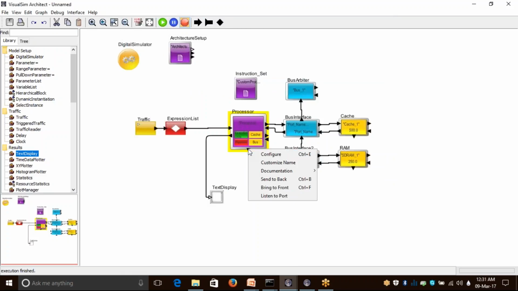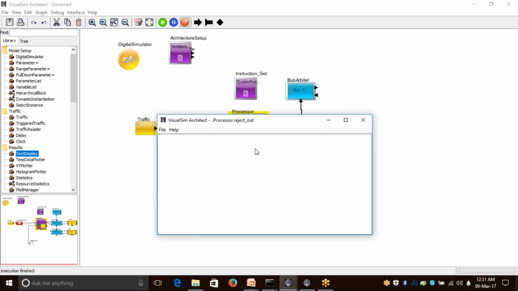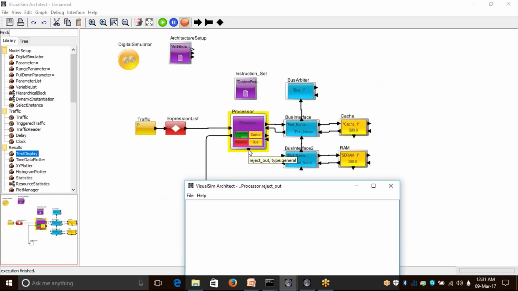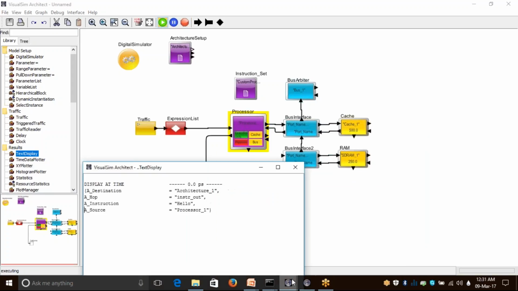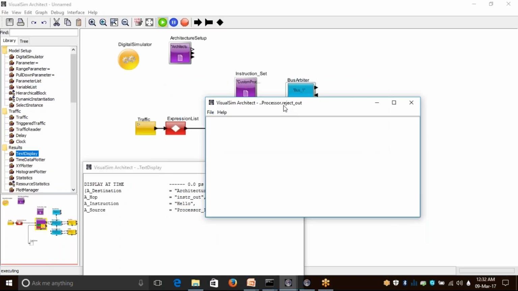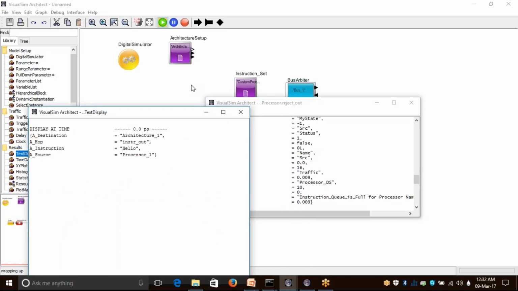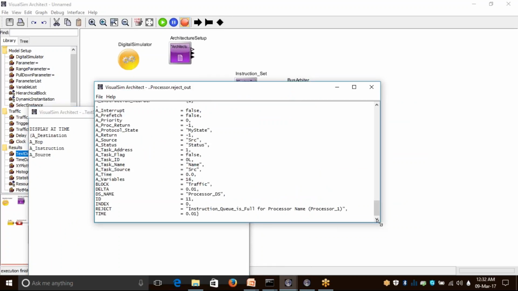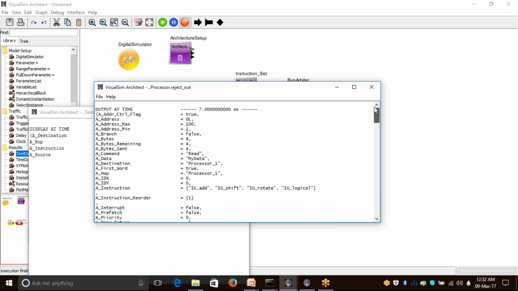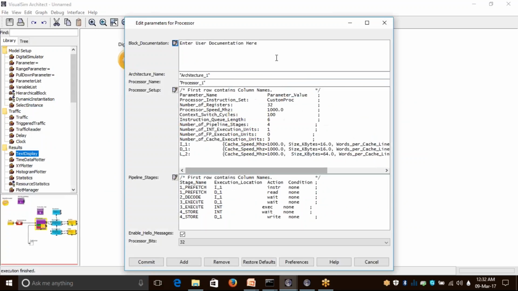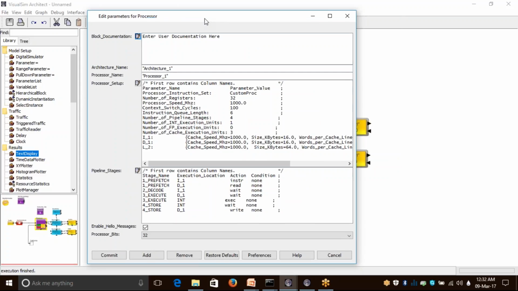I'm going to look at whether I'm getting any transaction out of my reject port. If you have a queue overflow or a buffer overflow in your processor, or if the processor is not able to process the transactions, then you will have an overflow there. So I'm looking at the reject port. What I can see here is the problem is really that the instruction queue is full, so there is not really any activity that we can see. I'm going to go back and see what the real problem is.